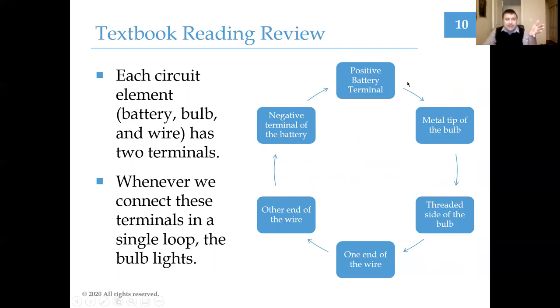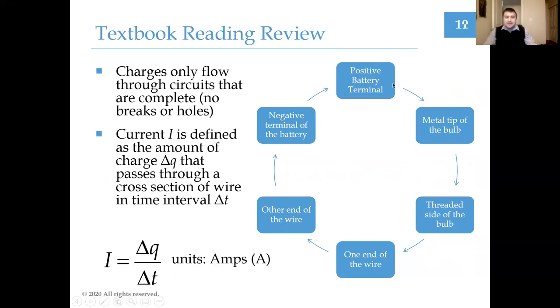And again, it's because I am creating this loop-like path: a positive terminal through the light bulb, through the wire, back to the negative end of the battery, back to the positive end of the battery, and so on and so forth, and it loops and loops. And I know I keep harping on this, but it's such an important point: when this electric energy is transferred from the source of energy within a circuit, which could be a battery or a power supply of some kind, it has to touch every element that you want to transfer energy to, and you have to give it a loop for it to flow through, a loop for it to move around as it does so.